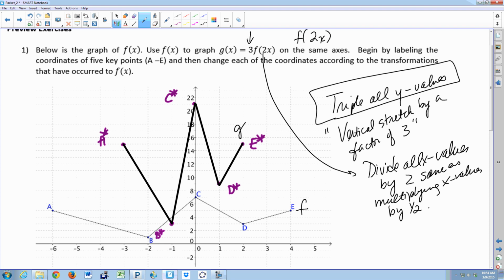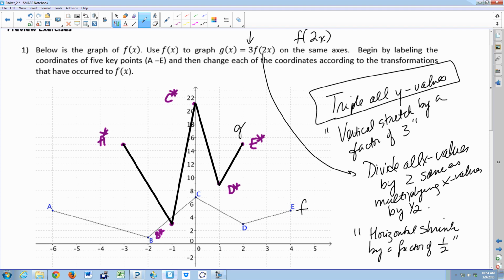So the way we talk about this shape change is we say that it's a pre-operation. Before you even perform your function, you're working on your input. Input is domain, it's horizontal. So this is a horizontal change. And since your x values are being cut in half, it's a horizontal shrink by a factor of 1/2.